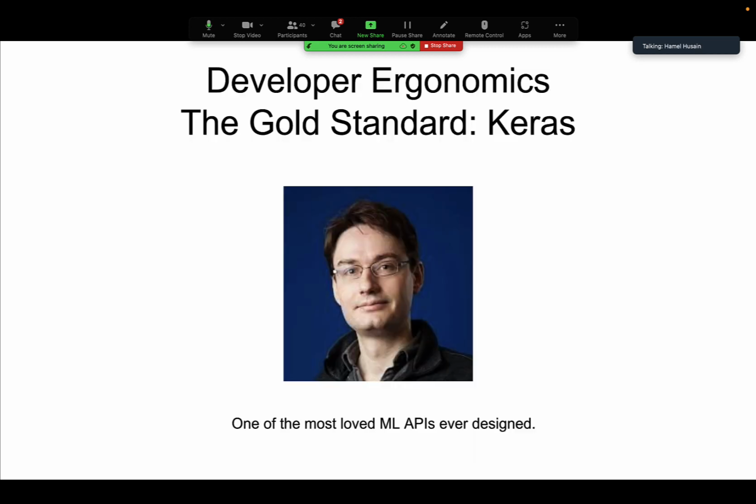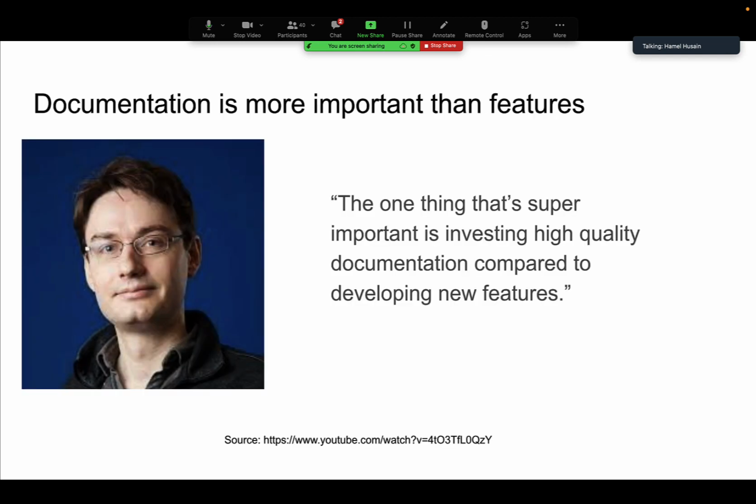Okay, so the next thing I want to talk about is ergonomics. One of my favorite machine learning tools is Keras. And I don't want you to get confused between TFX and Keras. I think Keras is actually very different in its design and philosophy, even though it's somewhat related in the larger TensorFlow ecosystem. And I think it's one of the most loved ML APIs.